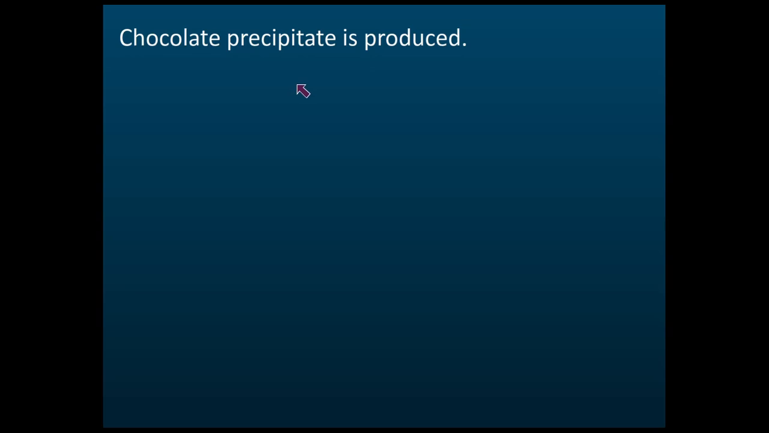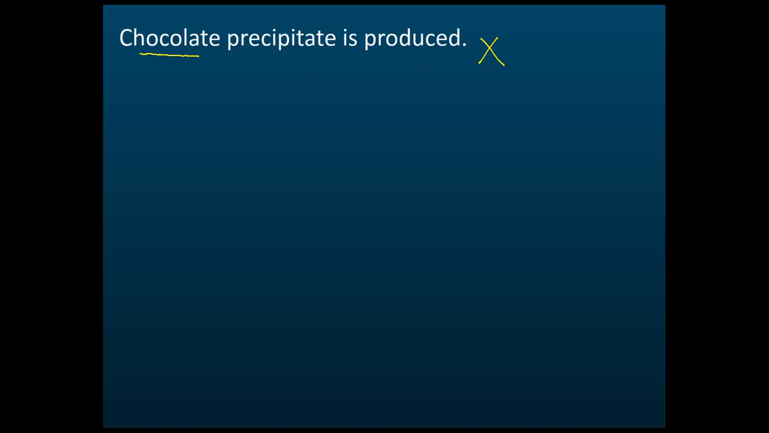This is for the observations. For example, test of iron 3 ion, and then they would like you to give an observation. Some students will write chocolate precipitate is produced. This is not correct. If you write this in your exam, you won't get any mark, because you cannot use the word chocolate.